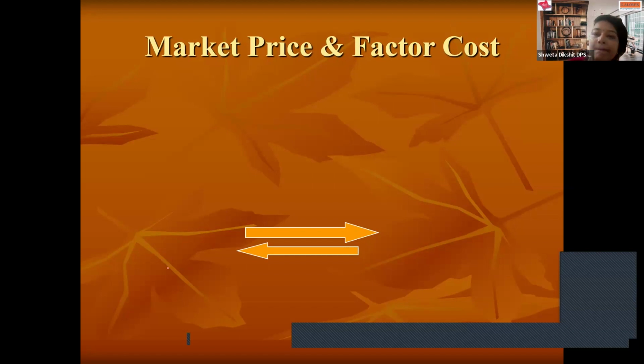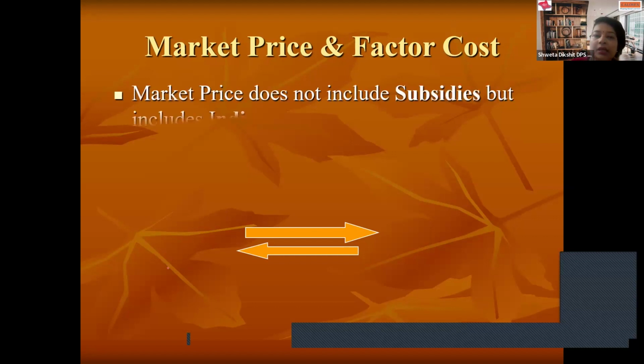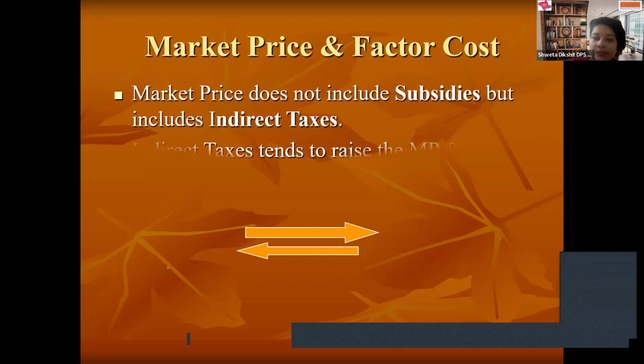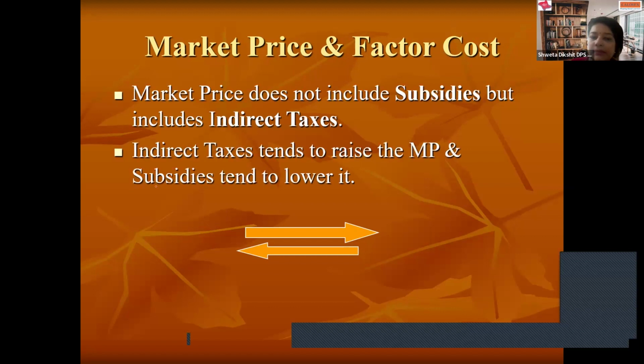So for conversion from MP to FC or FC to MP, we need two things. We need subsidies and we need indirect taxes. You know this very well, why we need them. Indirect taxes are paid to the government, and subsidies are received from the government. So you need to make a proper calculation of the difference between what you paid to the government and what you received from it. If you paid the government 10 rupees and received 5 rupees, net you paid only 5 rupees.